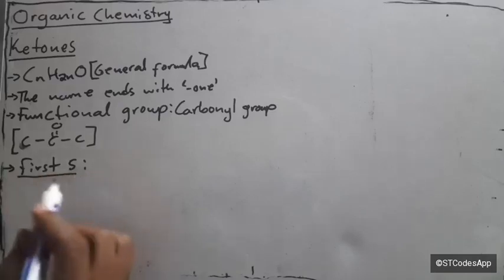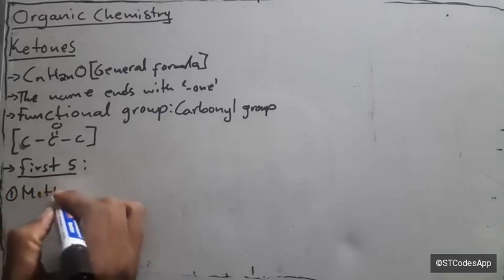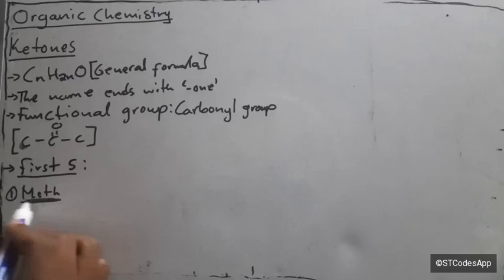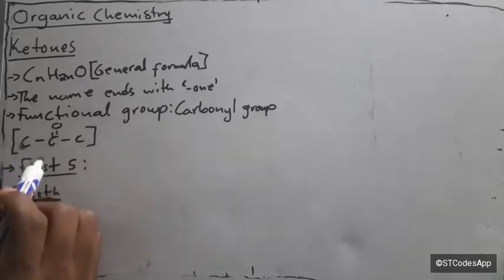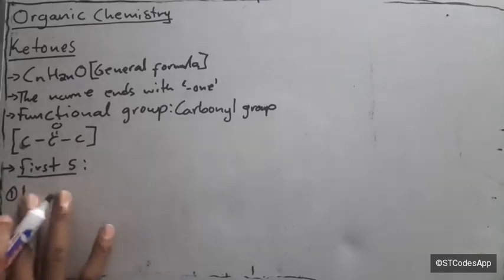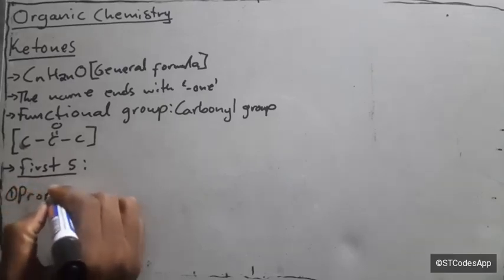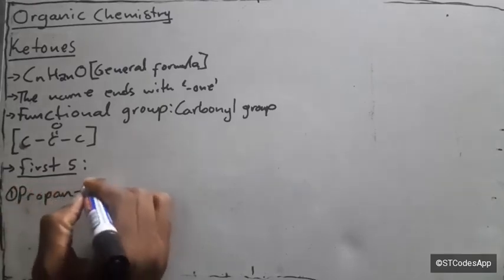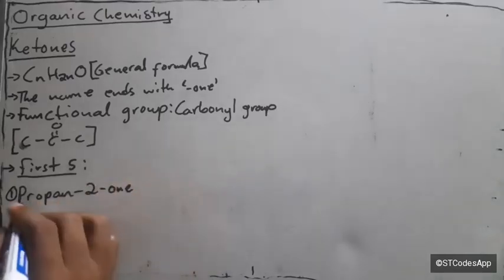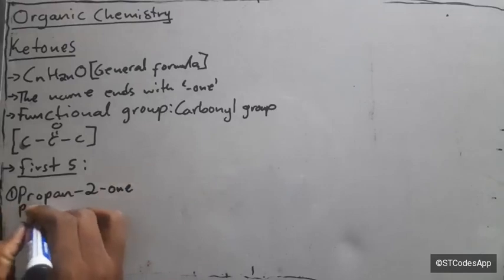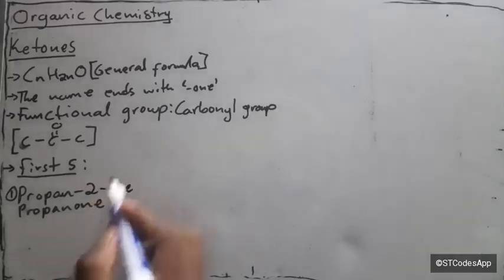So the first one here is not gonna be meth. It's not gonna be anything with meth, because meth represents one carbon atom, and with this one we can't have one carbon atom, and we can't have two carbon atoms. So we're gonna start with prop. So it's gonna be propane 2, then 1, which is the same as propanol. Yeah. So we just choose between the two.